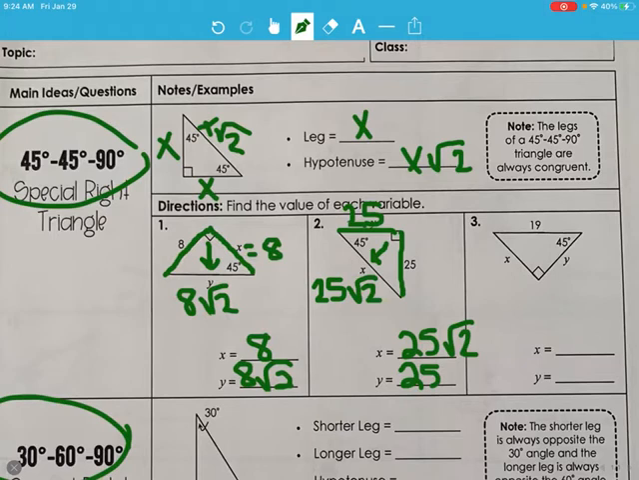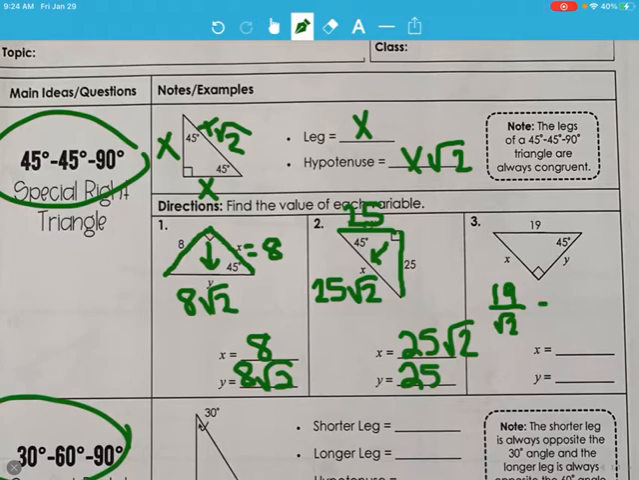In this case, number 3 is a little more complicated because the hypotenuse is 19. There is no square root of 2 attached. So to work backwards, we have to do 19 divided by the square root of 2, which most math people do not like seeing. They think it doesn't look good. So you do have to rationalize.